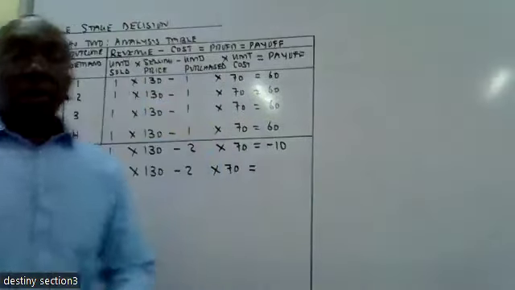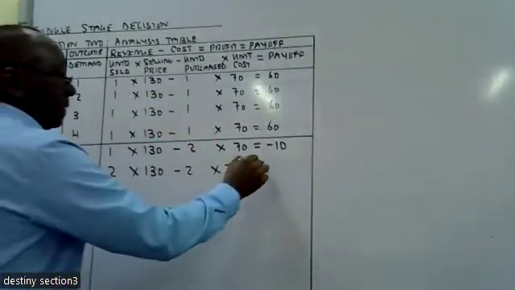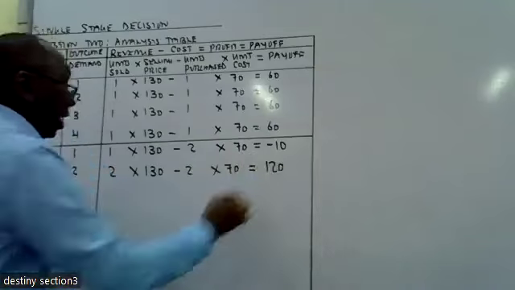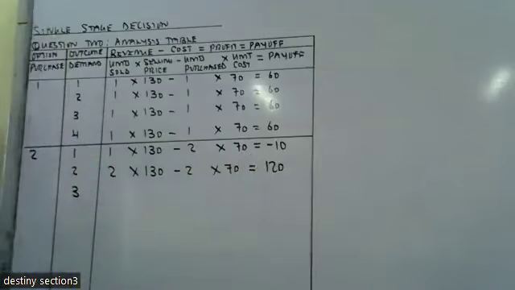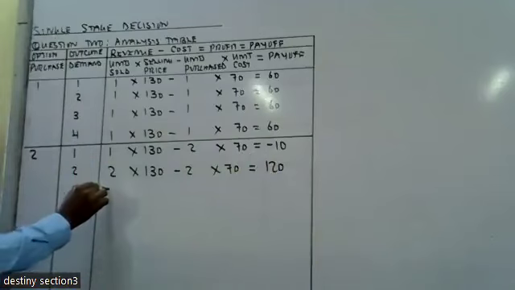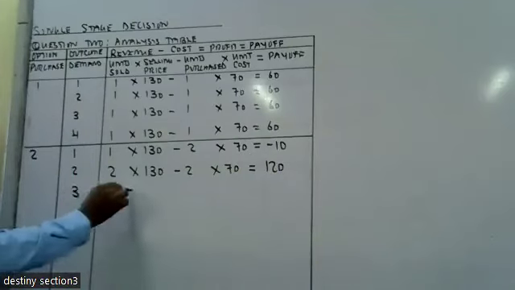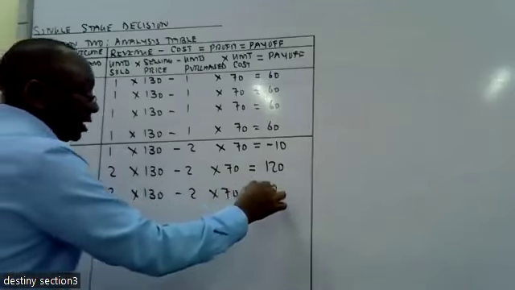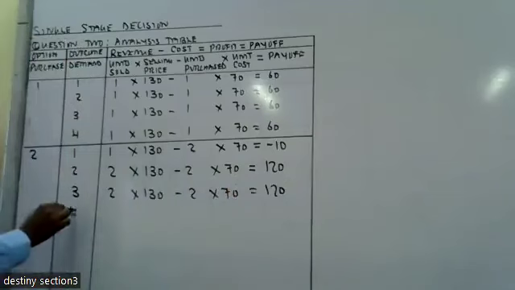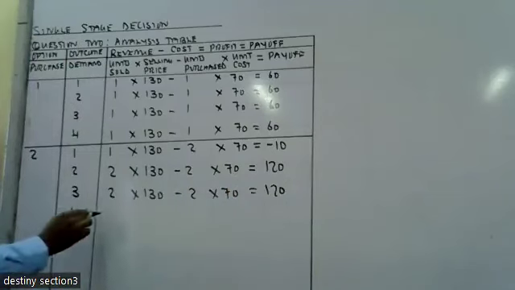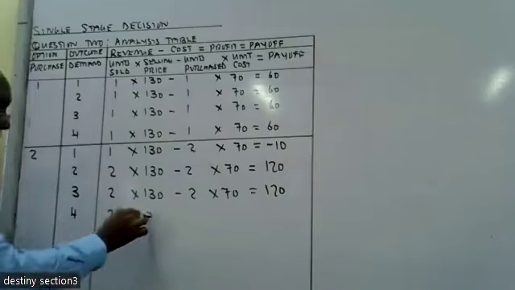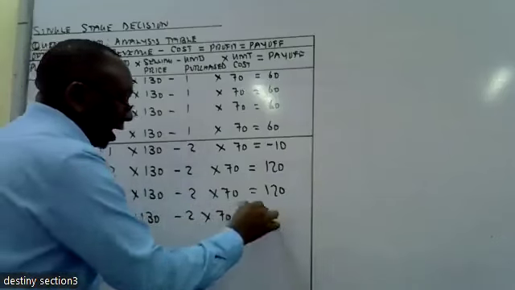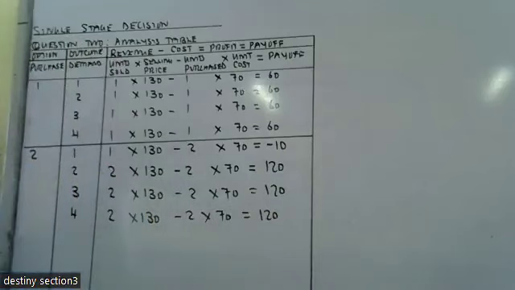Haya, so umepata profit ya 120. Haya, demand is 3. If demand is 3 and you have bought 2, so you just sell 2 at 130. You have bought 2 at 70, so it's your bundle 120. Na huyu mwingine, if demand is 4, you still sell 2 at 130. 2 times 70, that gives us 120.